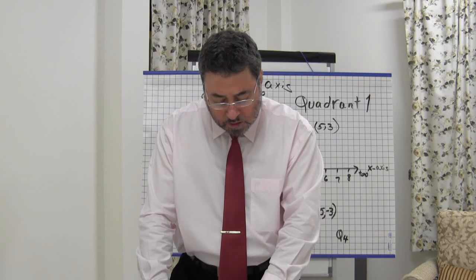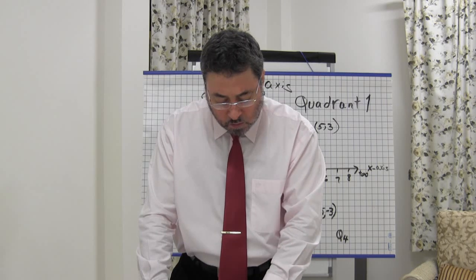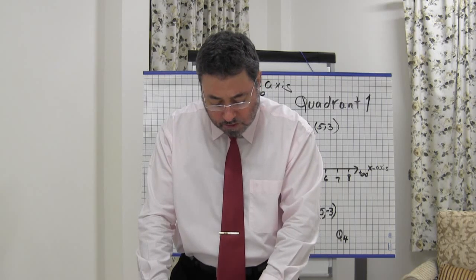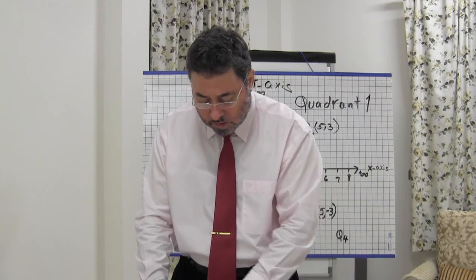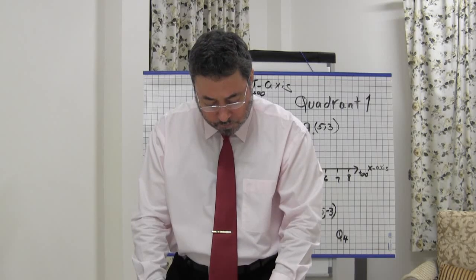Next, for each point, tell which number is the abscissa and which is the ordinate. Number 8, 1 for point C, 1 is the abscissa and 4 is the ordinate of that point.